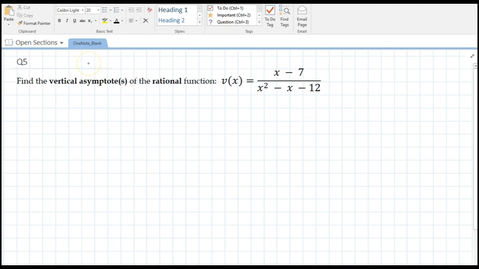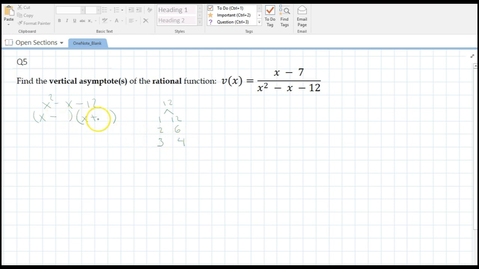Question number 5 is to find the vertical asymptote. We are going to be looking at the denominator. So we're going to take the denominator, we're going to rewrite it, and we're going to factor. We're going to find our x's. So factors of x squared is going to be x and x. We bring down the first sign to figure out the second sign. We'll multiply negative times negative, give me positive. Factors of 12. We have 1, 12, 2, 6, 3, 4.